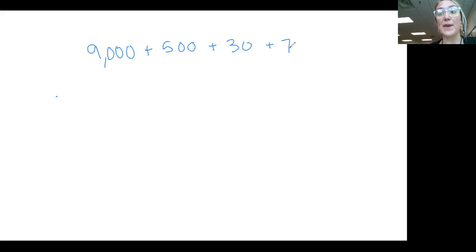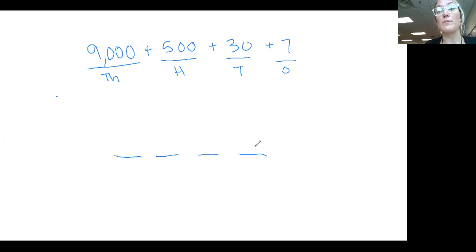When I'm changing expanded form to standard form, I like to label each place. So this is my thousands, this is my hundreds, this is my tens, and this is my ones. Then all I have to do is write those 4 lines for my standard form, ones, tens, hundreds, thousands, and I'll fill in the blanks. How many thousands did I have? 9. There's always a comma between the thousands and hundreds.